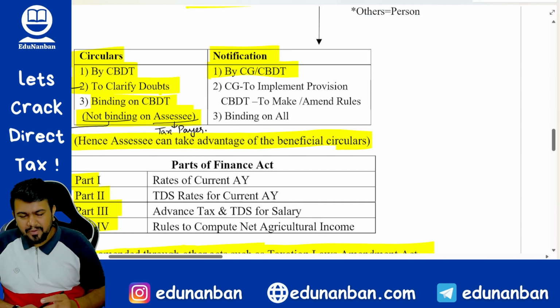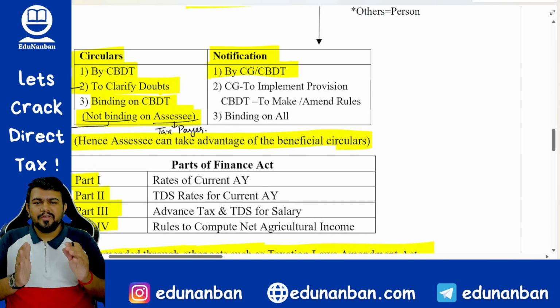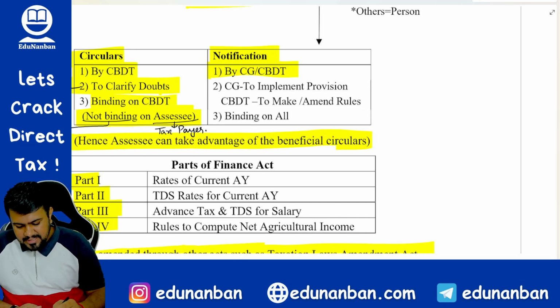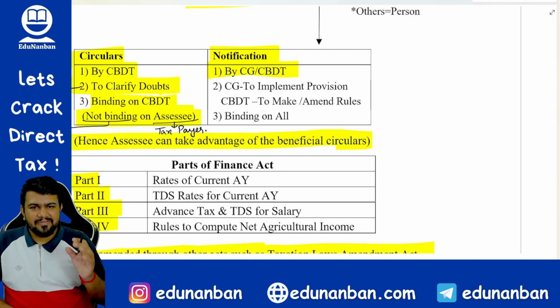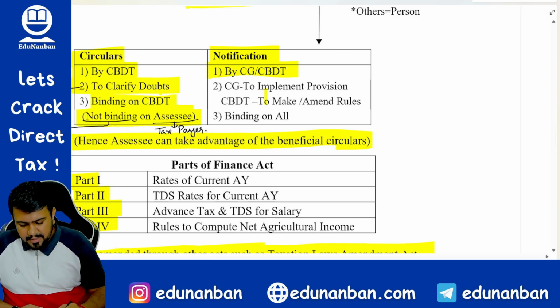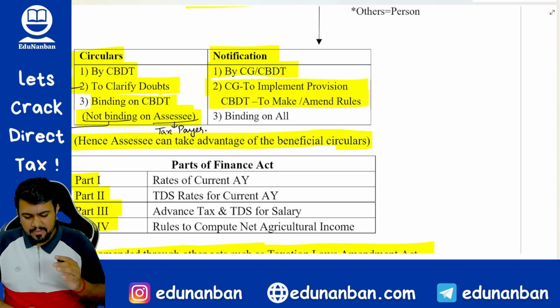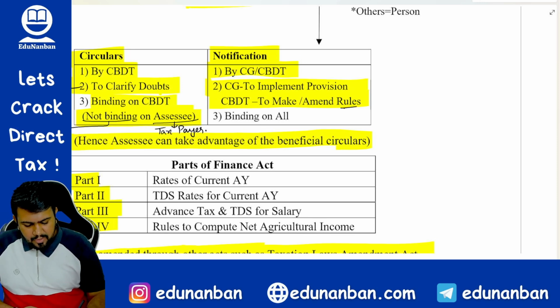Now let's come to notification. Notification is very formal. Why is notification given? Notification is given by the central government as well as CBDT. The central government gives notification to implement the provisions of the act, and CBDT uses the notification to implement the rules. Okay, so to implement the rules.